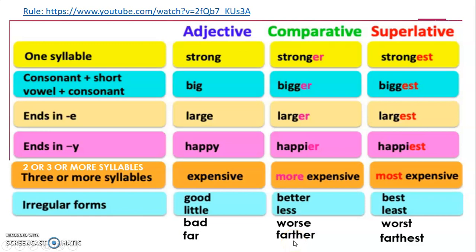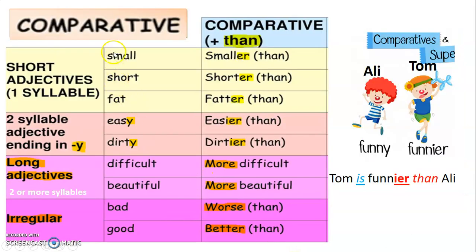Let's look at another table here. So, like I said before, for the short adjectives, you just need to add er and then. So these are the comparatives. You need to put a then at the end. Like we saw here, Tom is funnier than Ali. Tom here is funnier than Ali. So we can also say, for example, Tom is smaller than Ali. Tom is shorter than Ali.